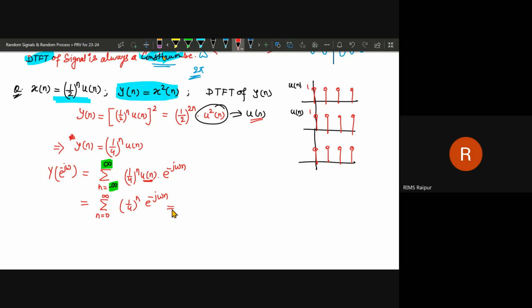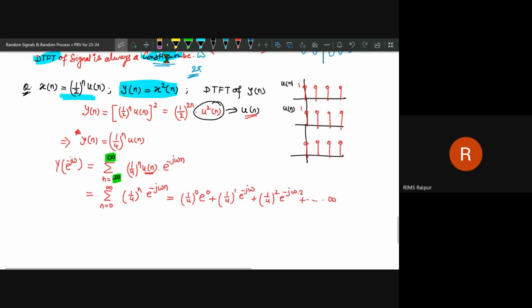Now, if we expand this, just put the value 0. So it will be 1 upon 4 raised to power 0, e raised to power 0. Now put n equals 1. So 1 upon 4 raised to power 1, e raised to power minus j omega. Next put 2. So it will be 1 upon 4 raised to power 2, e raised to power minus j omega into 2, like this, and so on up to infinity. Correct?